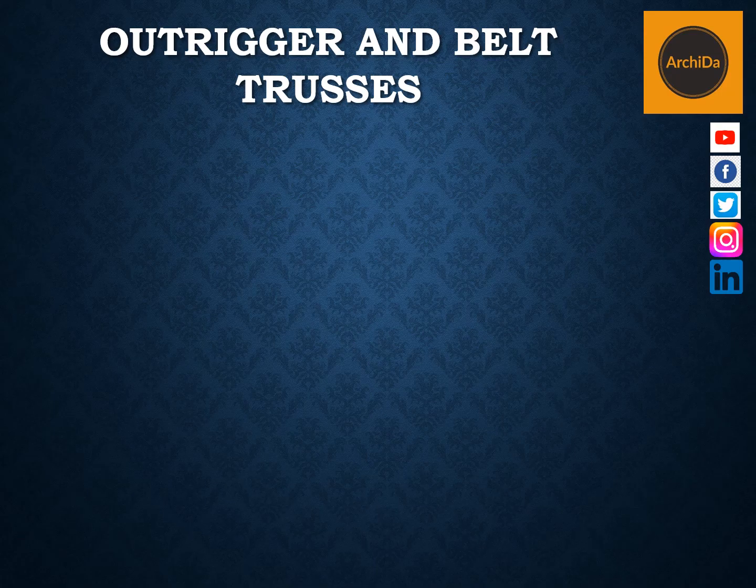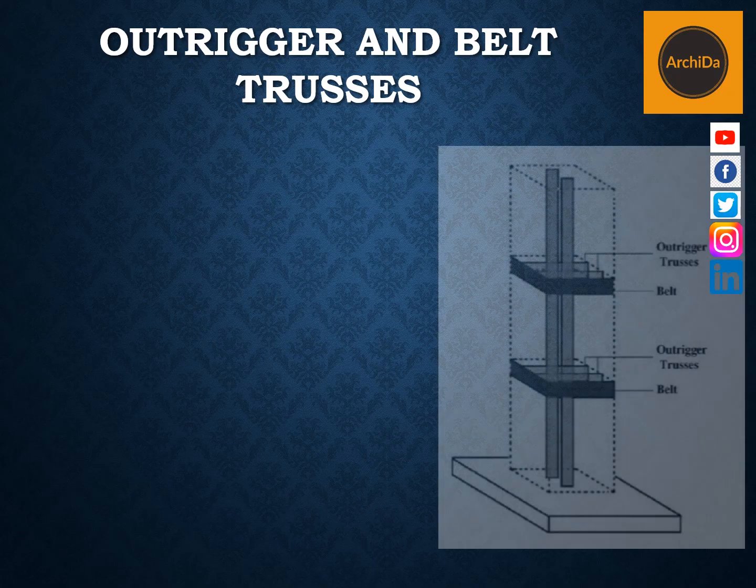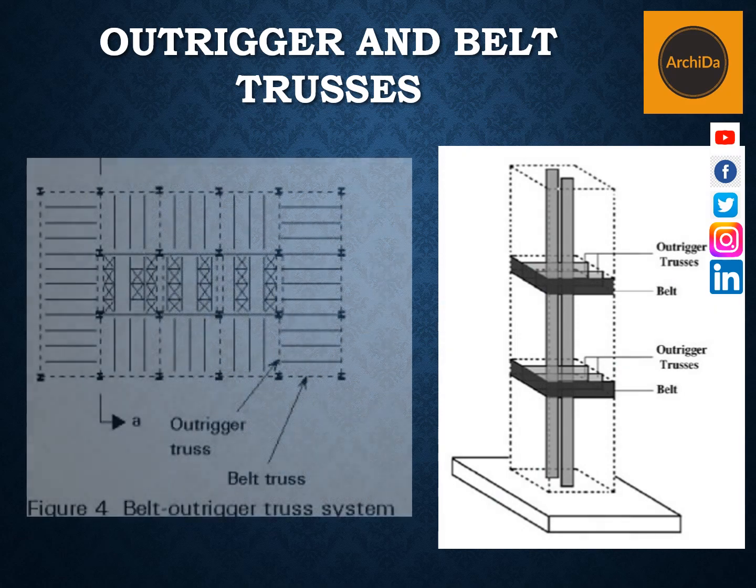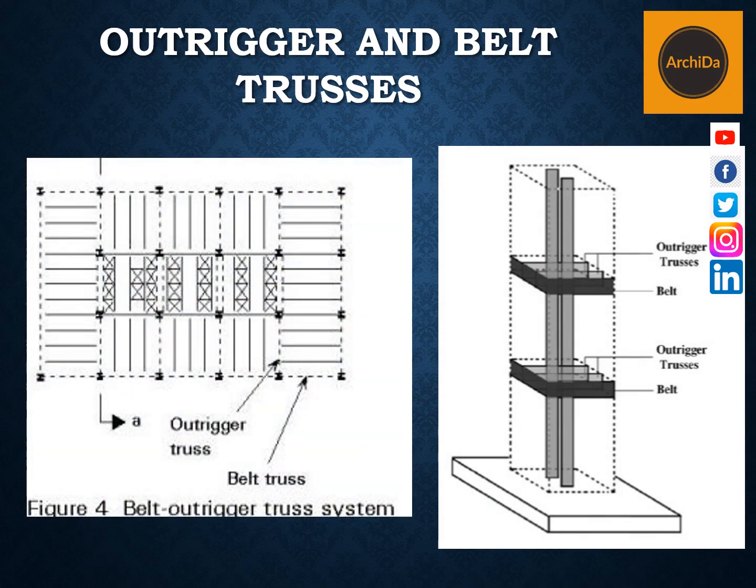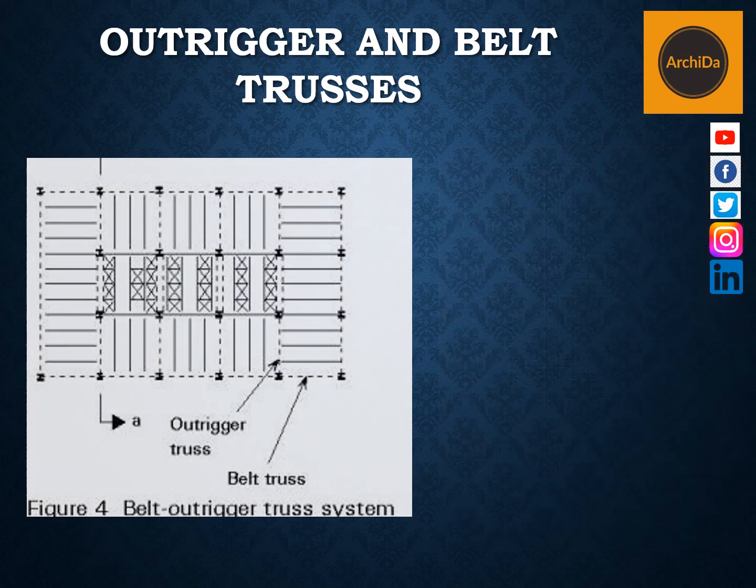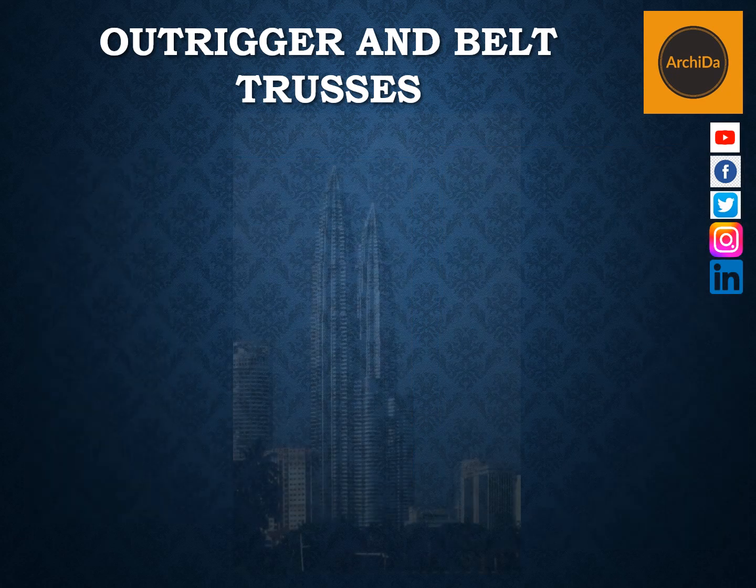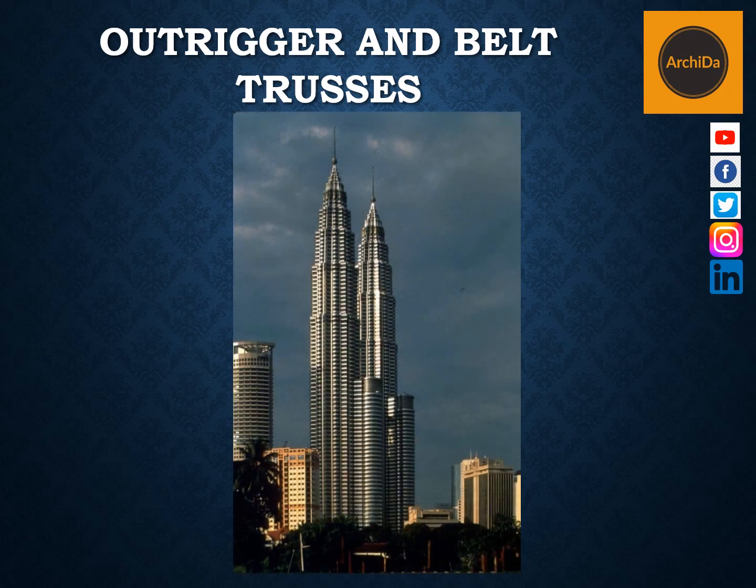The next type is the outrigger and belt trusses. Now, to tie the exterior fascia shear frames and vertical trusses, outrigger and belt trusses can be used. It is usually placed at plant room levels, or the levels where there is a mechanical room. The advantage is that it enhances participation of exterior frames and reduces building sway under wind. For the outrigger and belt trusses, look at the Petronas Twin Towers, done in 1998.